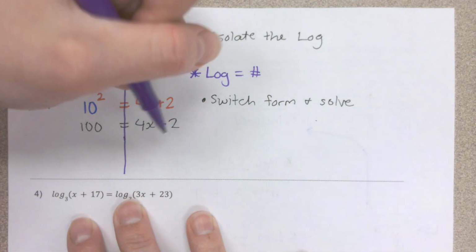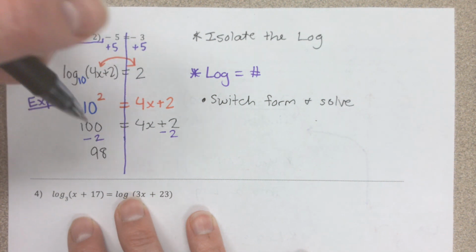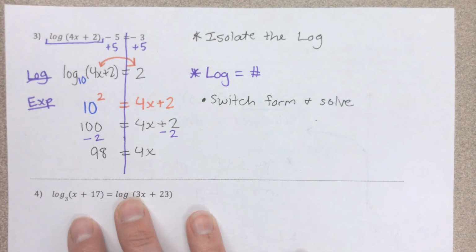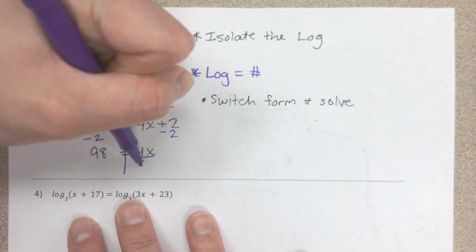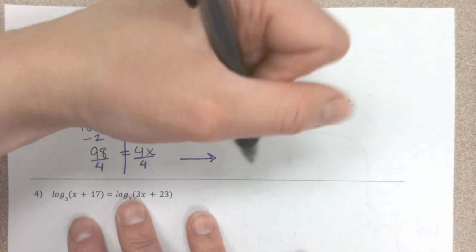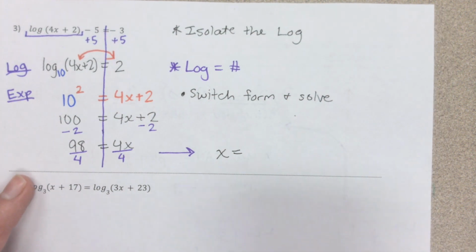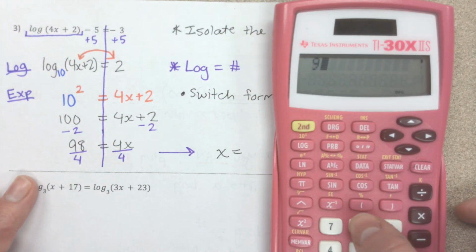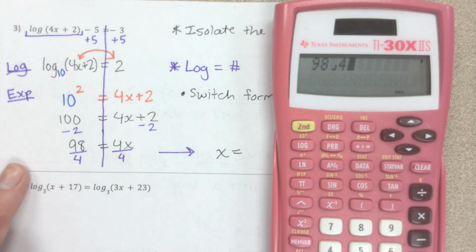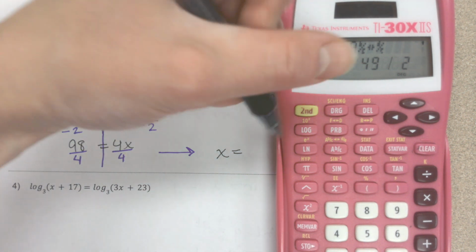First we'll move the 2. It's a positive 2, so minus 2 minus 2. 100 minus 2 is 98 equals 4x. And then we need to remove 4, so divided by 4, divided by 4. X equals, and that will reduce, so I'll reduce with my calculator. 98, ABC 4, and I get a mixed number at first. Remember it's second ABC to flip it to an improper, which is how I want the answer. 49 over 2.